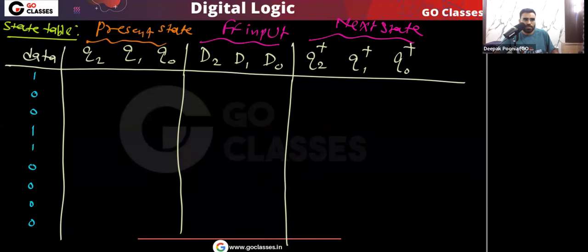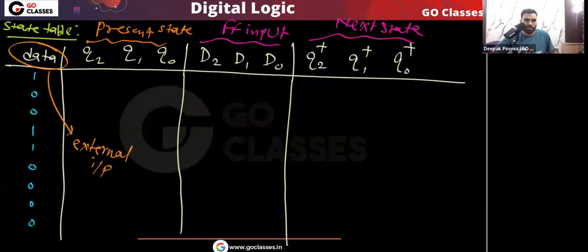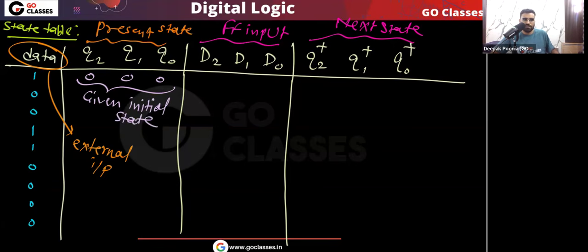And here we have the external input. Already it is given to you that the D flip flops are initialized to zeros. You can read this. The D flip flops are initialized to zeros, which means the initial state is already given to you. This 0 0 0 is the initial state given. So here we have made the state table.